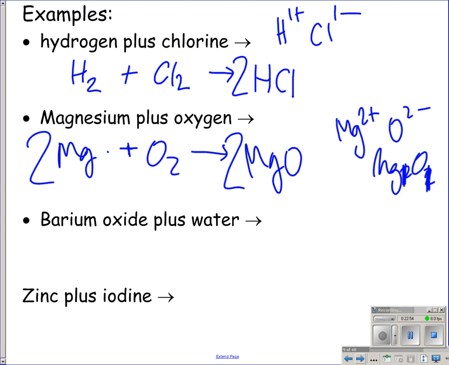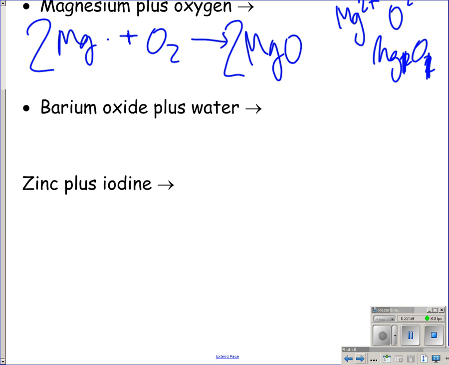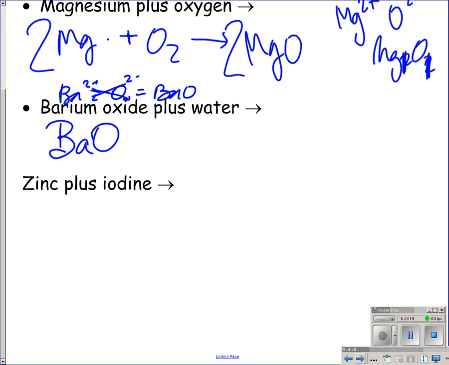Let's do one more. Let's do barium plus water. I'm sorry, barium oxide plus water. BaO. Huh? Where'd the 2 go? They both have a 2. Barium is a 2 plus, oxygen has a 2 minus. So Ba 2 plus. You better write this down on your paper someplace, who cares? Get good at it so you can do it in your head so you don't have to waste your time. But I do that sometimes when I'm still trying to figure out what my charges are.